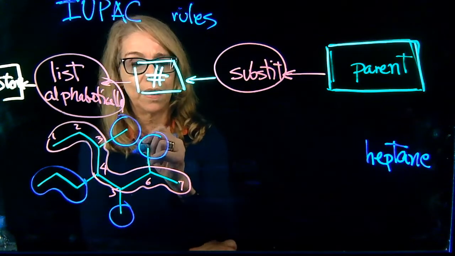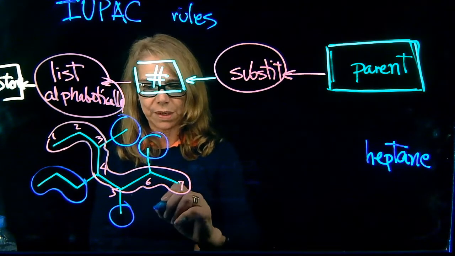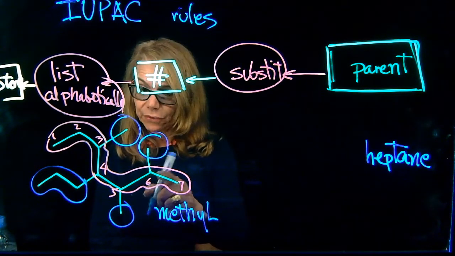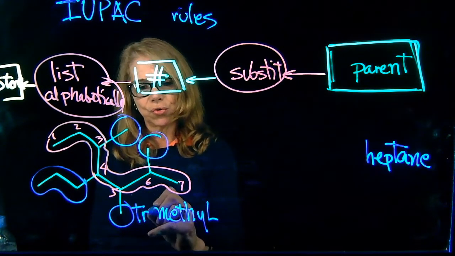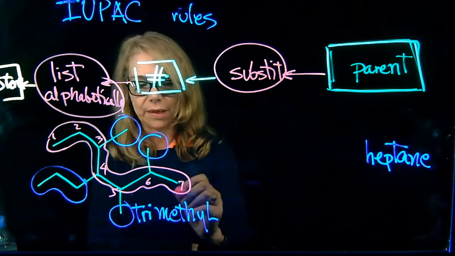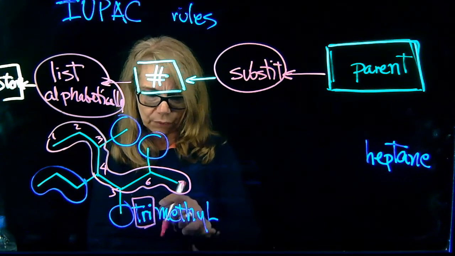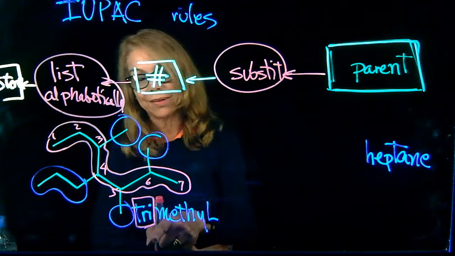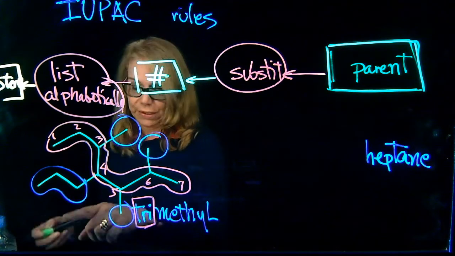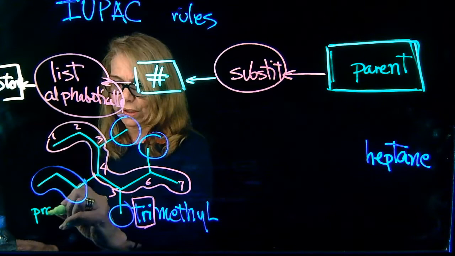Next step was identifying substituents. I have 1, 2, 3 methyl groups. And because we have 3 methyl groups, we're going to say here trimethyl. Although when we're naming, remember what we said, there's 3 and we need to write trimethyl, but when we're listing alphabetically, we're not taking into account the prefix tri. And now the other substituent here has 1, 2, 3 carbons, so the name of the substituent is propyl.